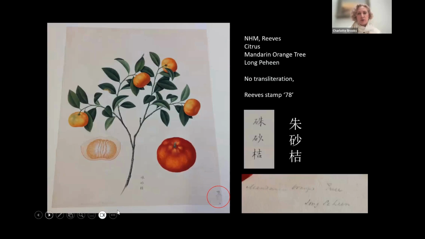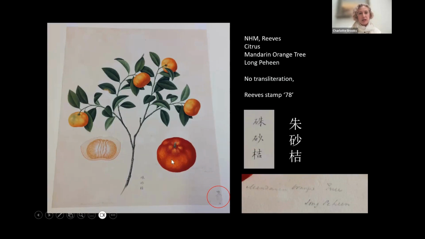But when I looked at the Natural History Museum collection, we find that the text is almost in the same place, but without the transliteration. We have a more recent rendering of the name. So again, it's a small mandarin. But pleasingly, we have the stamp mark intact. So I know that this is number 78, which is significant for when I looked at another picture.